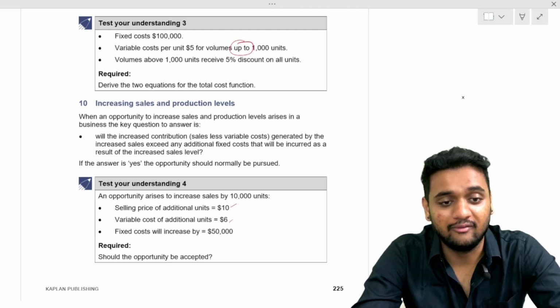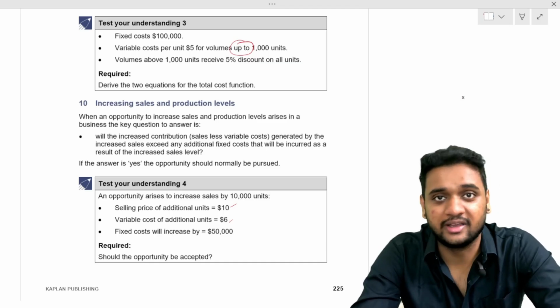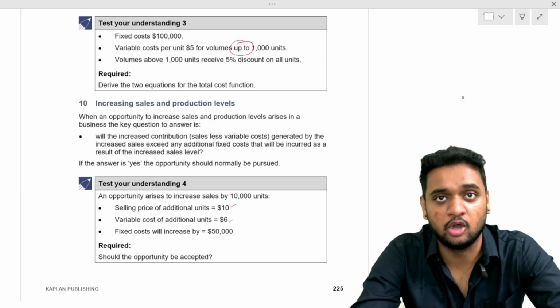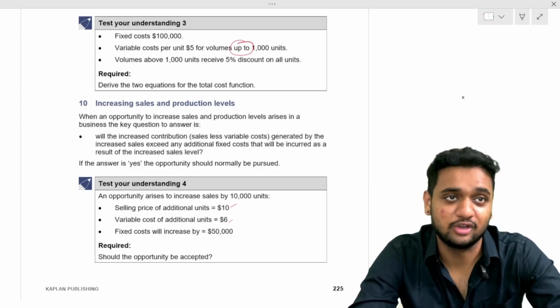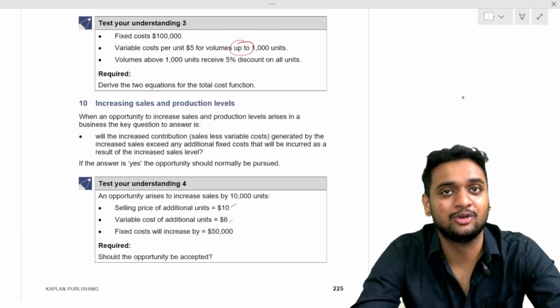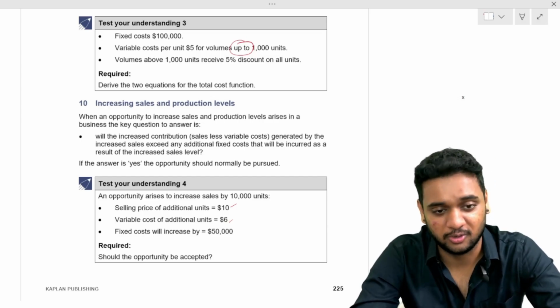So we will get extra. How many units can we sell? 10,000 units we can sell. In that, how much contribution will we get? 10 minus 6, 4 rupees contribution. How much contribution will we get? 40,000 rupees contribution. For that, fixed cost will increase by 50,000 rupees. So it is 40,000 minus 50,000, a loss of 10,000 because of this project.